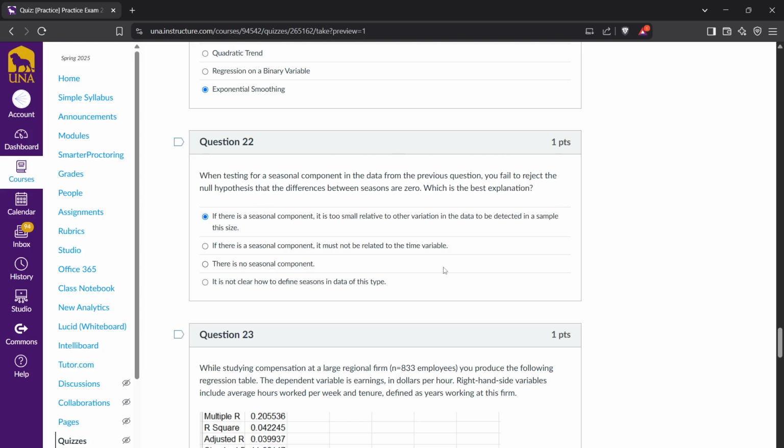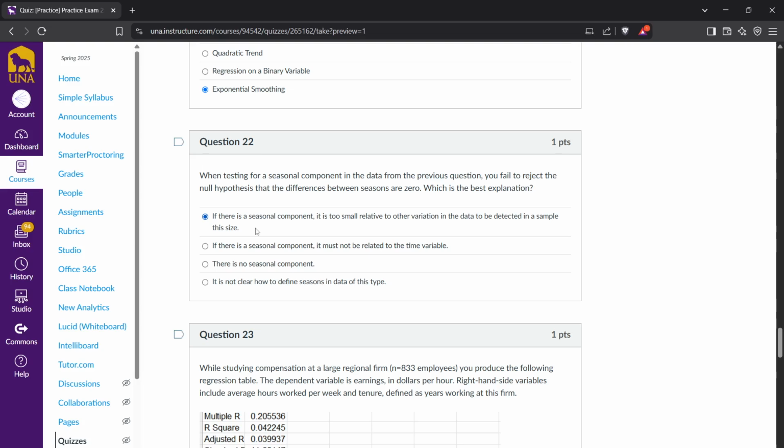If there is a seasonal component, oh nope, I don't have them in order. I've got the best one right here. If there is a seasonal component, it is too small relative to other variation in the data to be detected in a sample this size. Oh, that is exactly what it means when you fail to reject the null hypothesis. That just means that whatever the coefficient is, it's not larger than some number of standard errors, 1.96 perhaps, that you would need for a certain level of confidence.